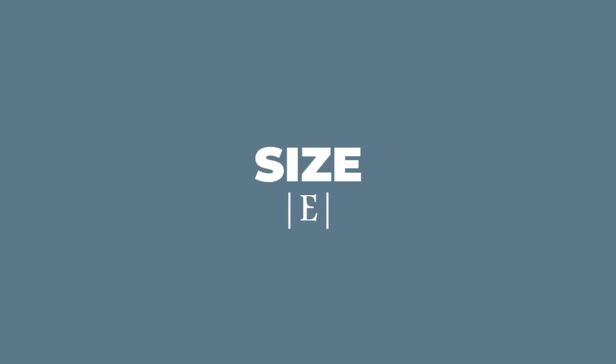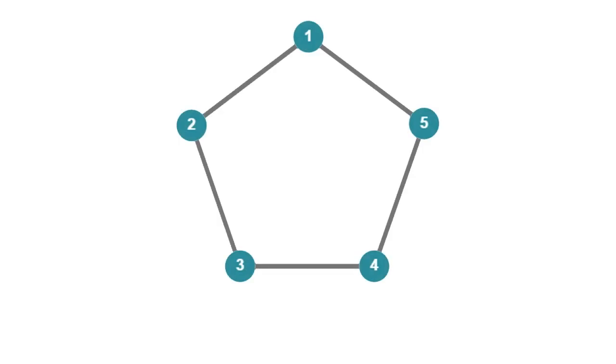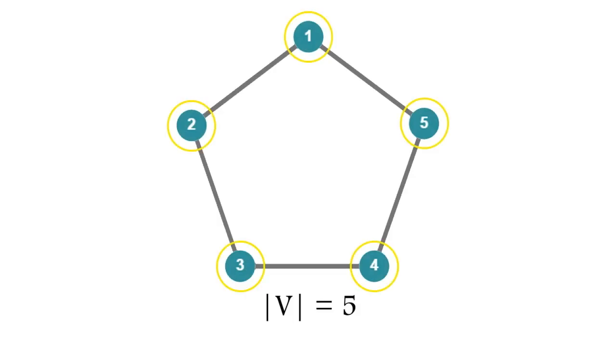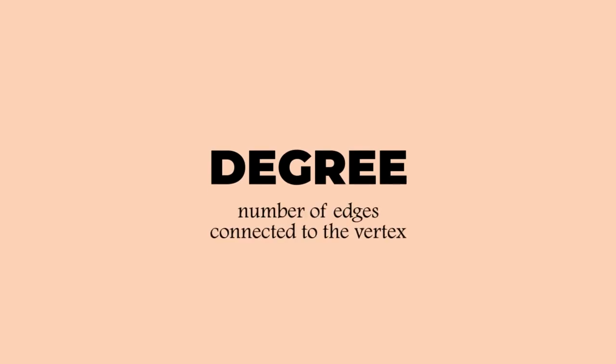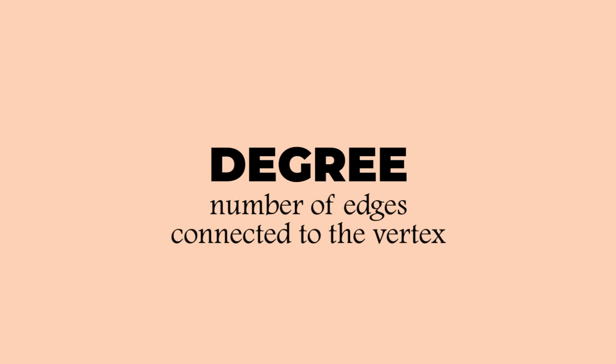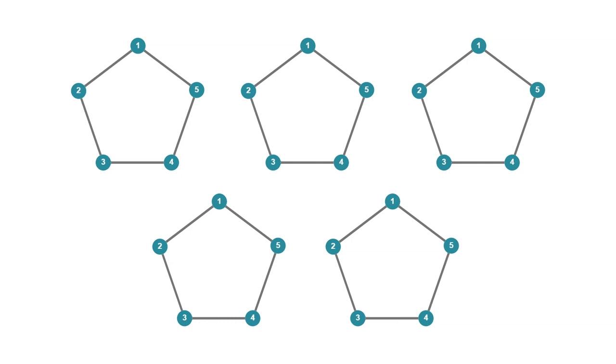The order of the graph, denoted by |V|, is the number of vertices it contains, while the size of the graph, denoted by |E|, is the number of edges. In the given graph, its order is 5 and its size is 5. The degree of a vertex is determined by the number of edges connected to it. It is also called the valency of a vertex. In the given graph, each of the vertices has degree 2 because they all have 2 edges connected to them.